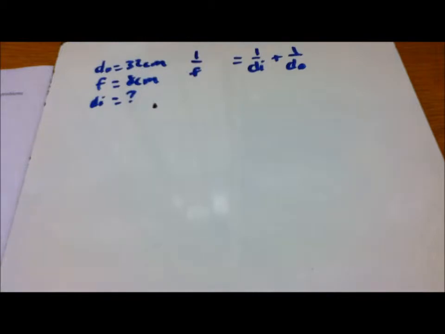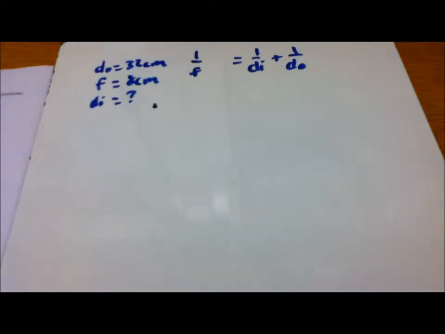An object is placed 32 centimeters from a converging or convex lens that has a focal length of 8 centimeters. Determine the image location. If the object is 3 centimeters high, how high is the image? Is the image real or virtual? Is the image inverted or upright?